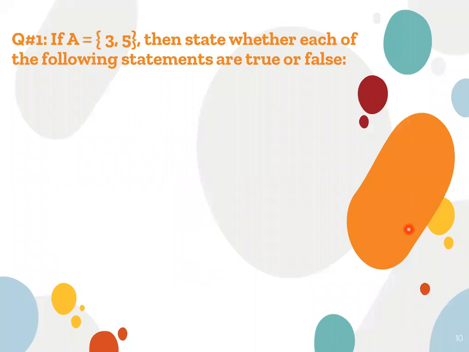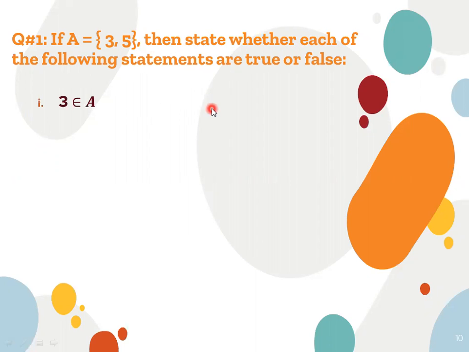So in exercise number 1, what is your question here? If A is equal to {3, 5}, you have a set A, which means 3 and 5 are the elements of set A. Then state whether each of the following statements is true or false. Very simple. You simply have to write down which is true and which is false.